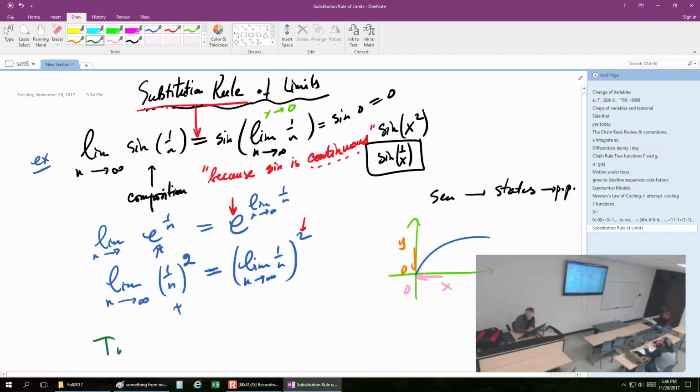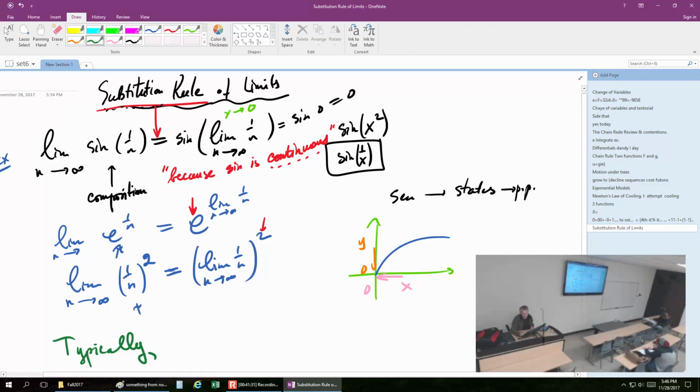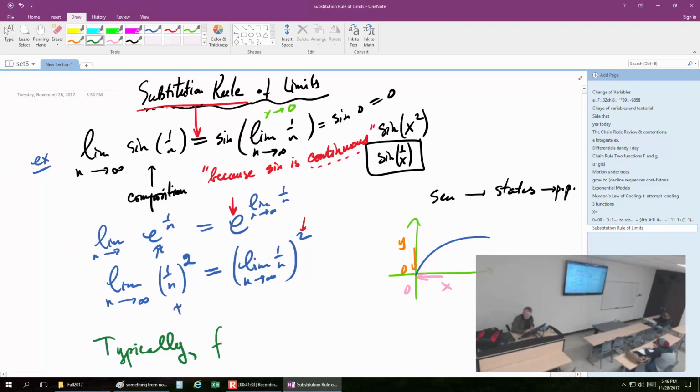So I cannot be more precise here, but typically functions are continuous on their domains.